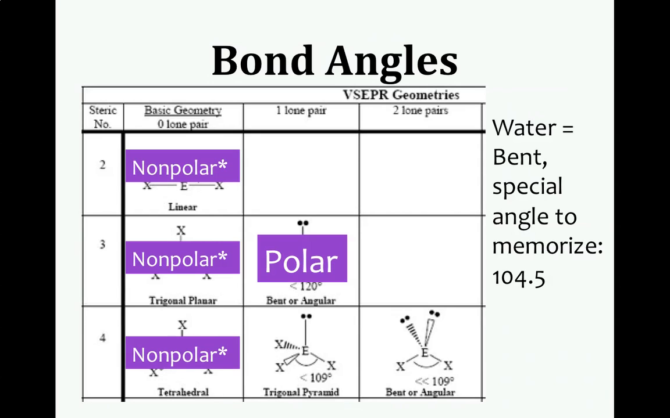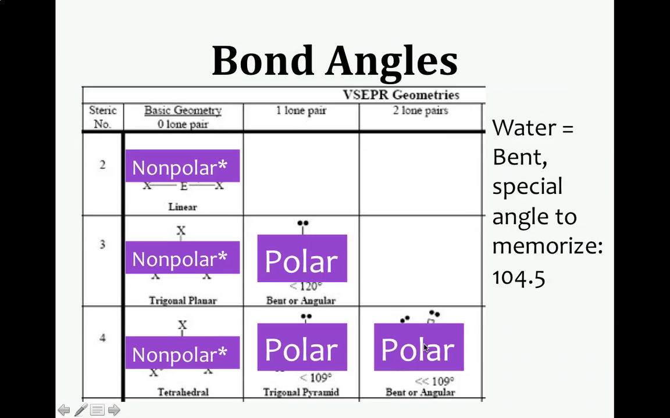Then we have trigonal pyramid. Again, I see unbonded electron pairs, so that would be polar. And then I've got unbonded electron pairs on these bent ones as well, so that's polar. Again, all of these nonpolars are assuming that the X's are the same atom.